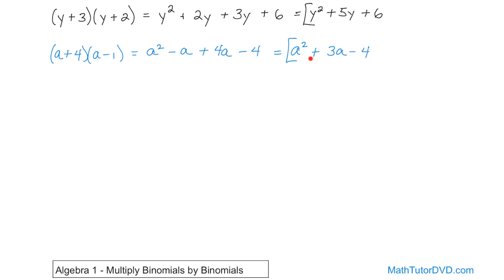We can't do anything more with this because this is not a like term with this or this, so we can't combine any of those. That's the final answer. All right, let's move along to the next problem.